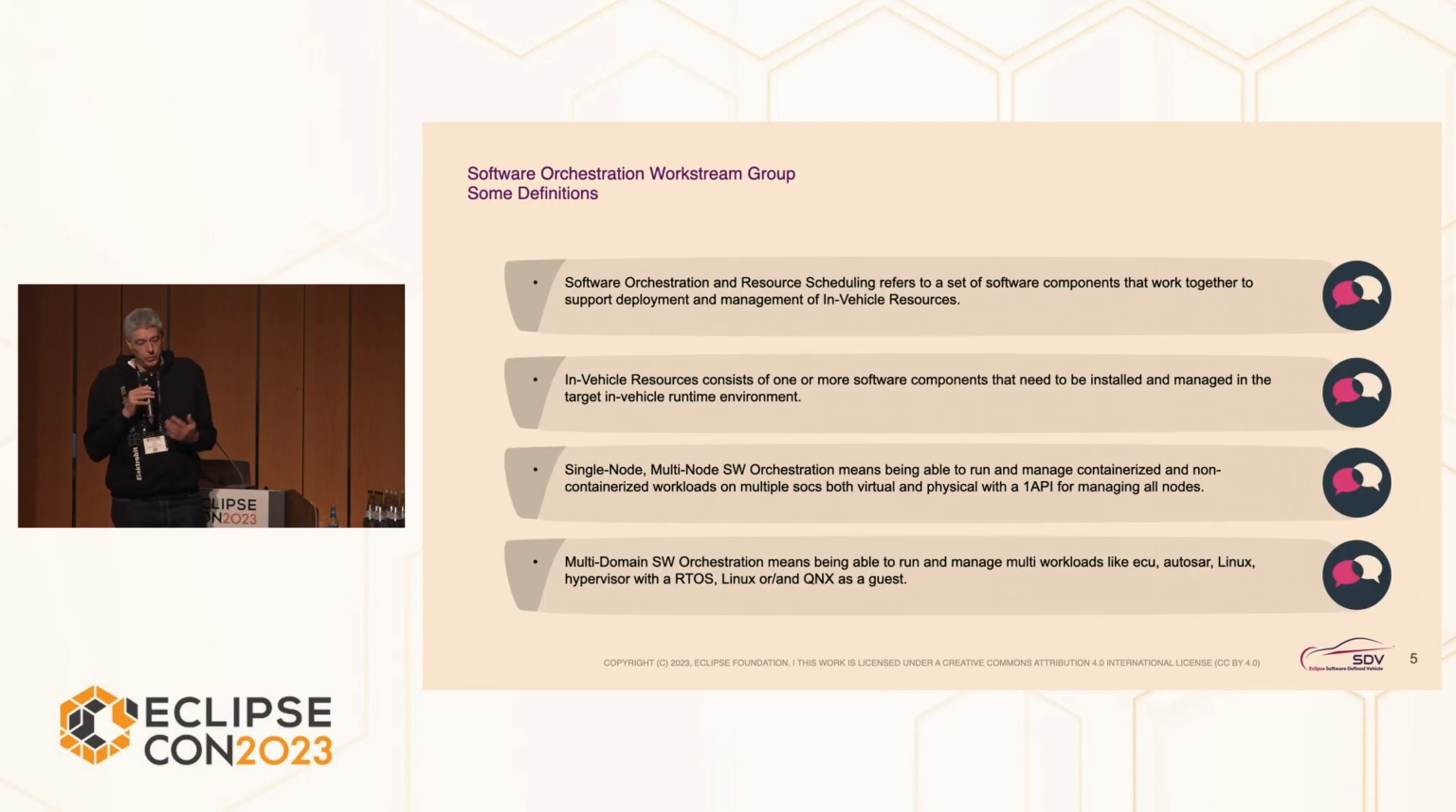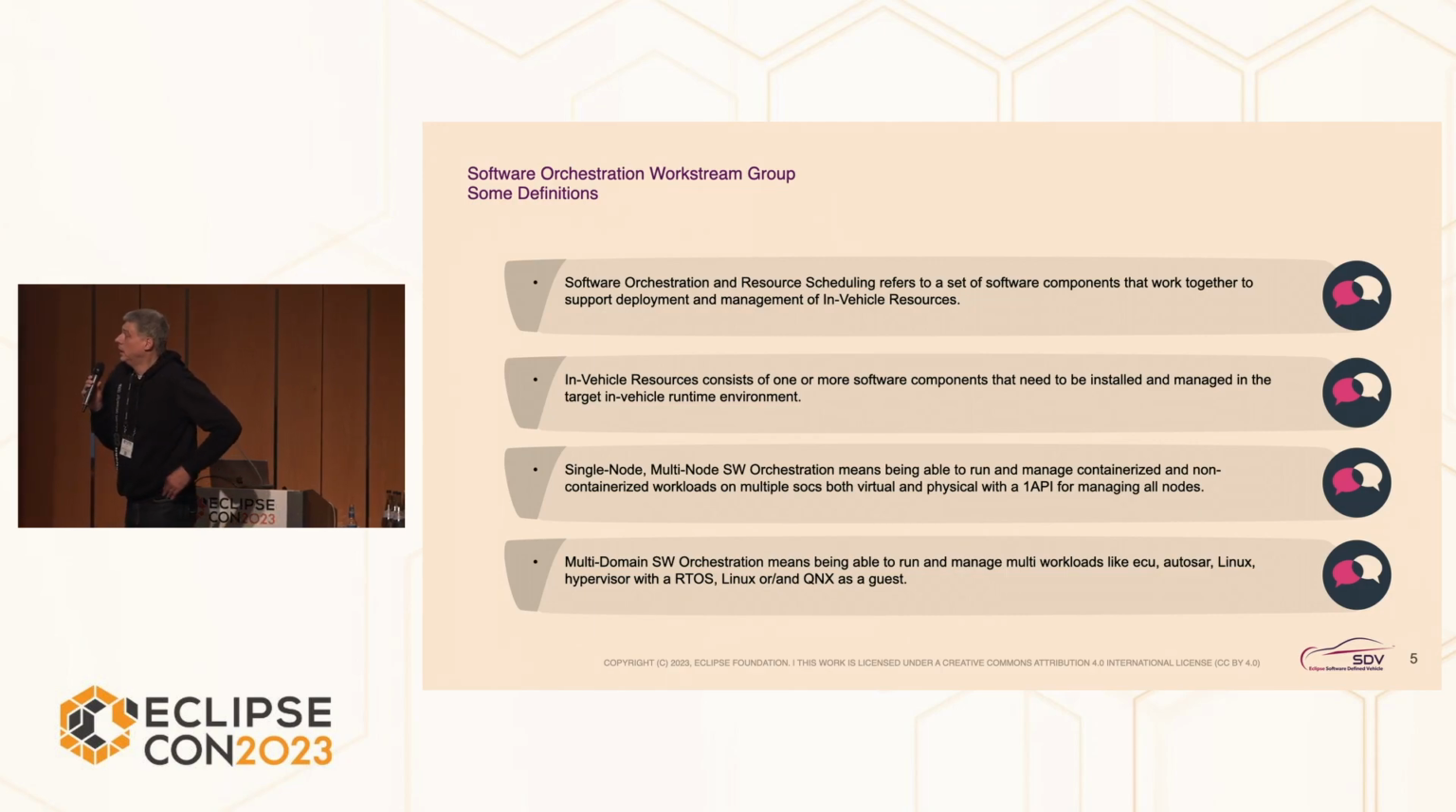And then we defined what we are talking about. We said software orchestration and resource scheduling refers to a set of software components that work together to support deployment and management of in-vehicle resources. So it's all about deployment. I think that's one of the complex tasks we have in a vehicle. We have so many components that might work in isolation, but when it comes to bringing them together and managing them, configuration and updating those, that's really a challenging task.